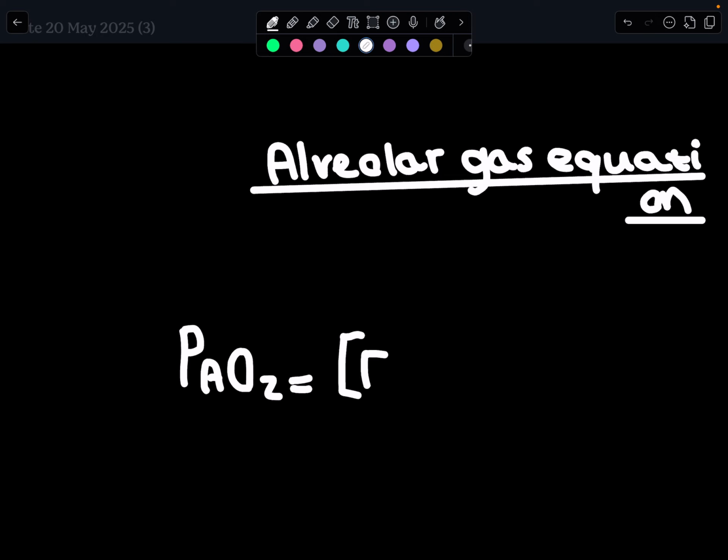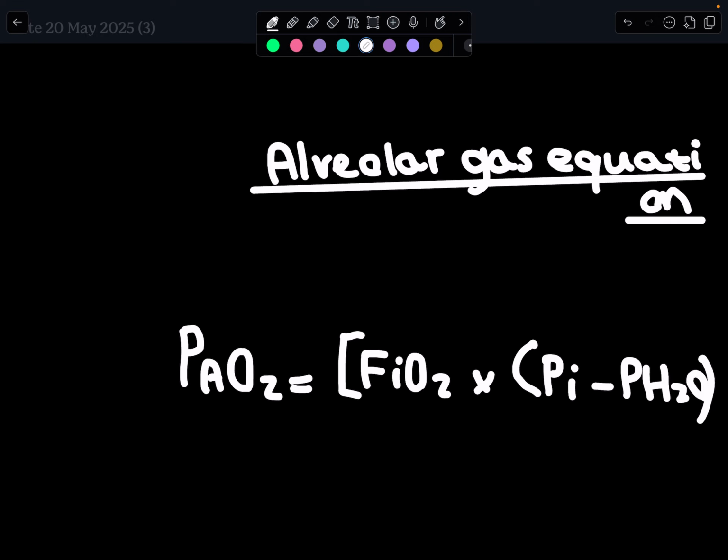In simple terms, it tells us how much oxygen is available in the alveoli for gas exchange after accounting for carbon dioxide. For example, at sea level, inspired oxygen is about 150 millimeters of mercury, and if CO2 in the alveoli is 40 millimeters of mercury, the equation estimates PAO2 around 100 millimeters of mercury. This matters because a higher PAO2 means more oxygen can diffuse into the blood.